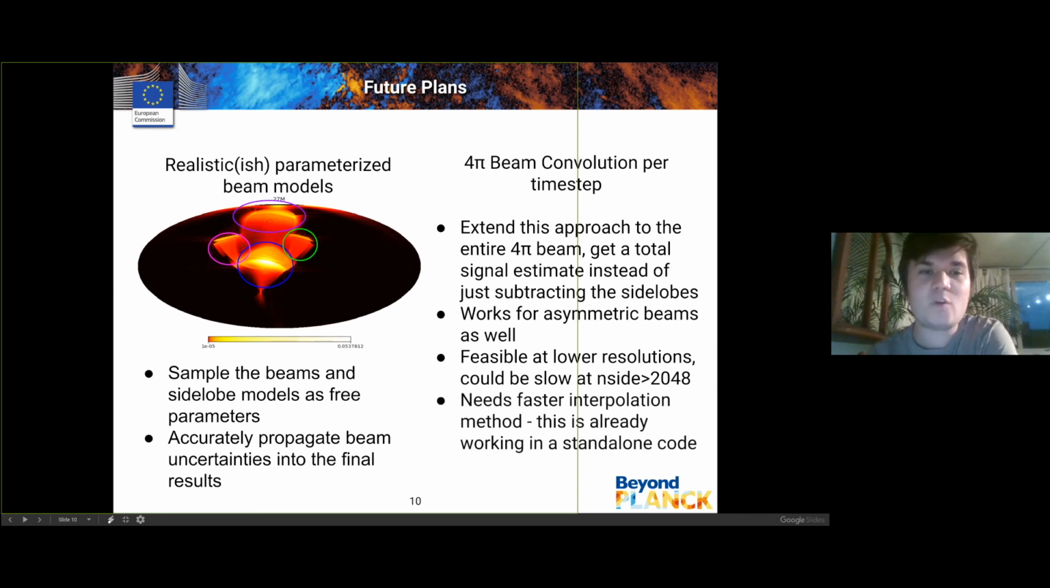The dominant time cost in this sidelobe convolution is not actually the computation of the big data cube. It's the interpolation method, the splining of your data cube to get your sample by sample description of your sidelobe signal. So we are already working on faster interpolation methods that are working in a standalone code at the moment and will probably be ported into the full pipeline in the future.